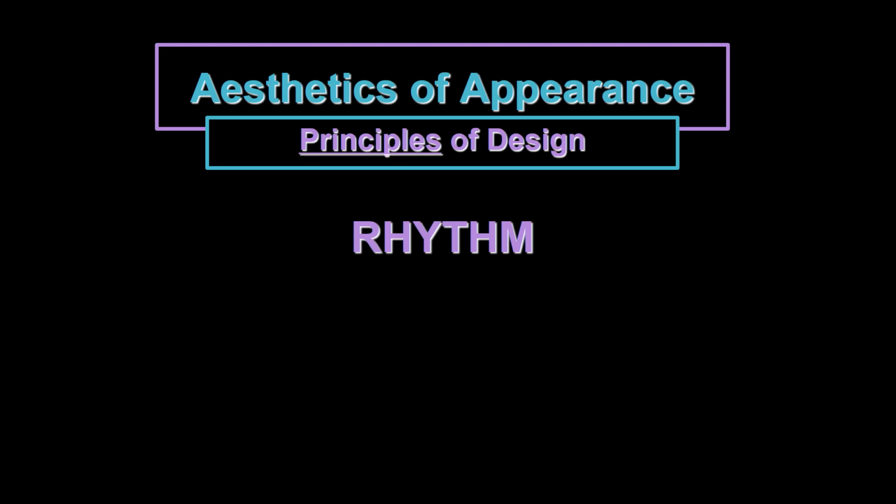Rhythm, or movement, refers to the suggestion of movement through the use of various elements. So we might use words like flow, beat, cadence, or tempo when we think of the word rhythm, or use it when we're thinking of music, for example.